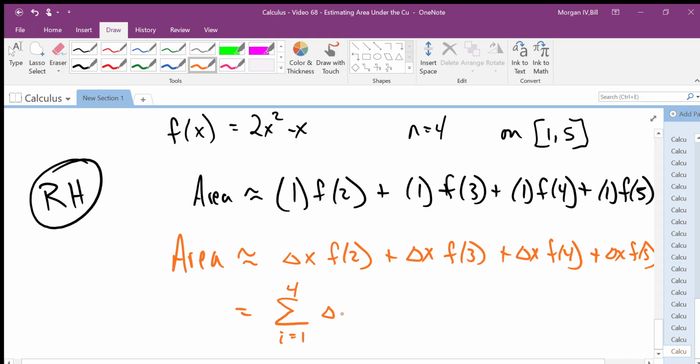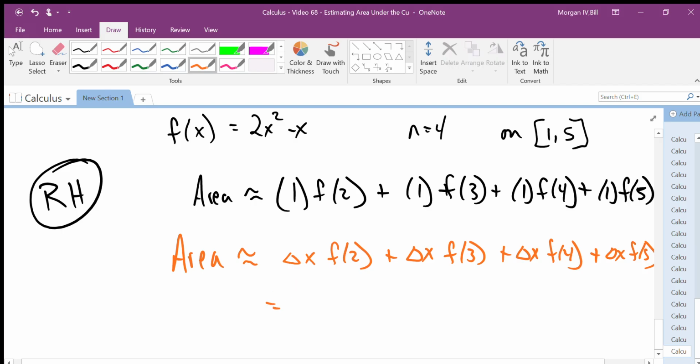Delta x, notice each one has a delta x in it, times f of 2. And the way I get f of 2 is I start at A plus, I add a delta x times I. Okay, stay with me here. So I've got a delta x times f of A plus delta x I. In other words, I should have probably included one. I'm gonna come back. I'm gonna write this exact thing below it. Let me do one step first.